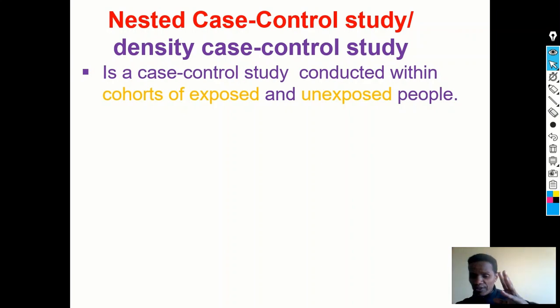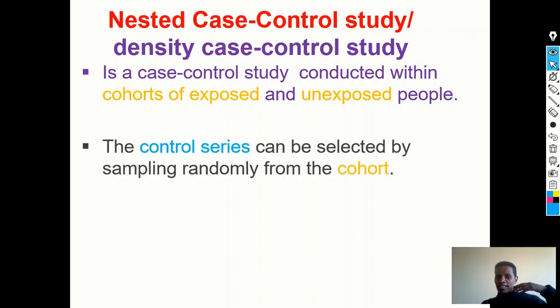Because at the initiation of the study, the plan is to conduct a prospective cohort design. So the study is initiated by identification of exposed and non-exposed groups. Then we'll follow them prospectively for the purpose of doing a cohort design. The control series can be selected by sampling randomly from the cohort. After a certain period of follow-up, during the follow-up, we will get cases with the disease.